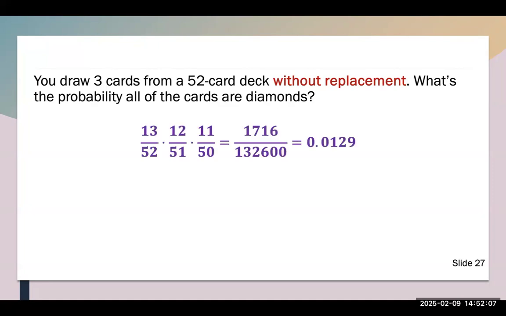Okay, first card, the probability that it is a diamonds is 13 out of 52. I take that diamonds card and put it off to the side. Now there are 12 diamonds in a 51 card deck. So the probability my second card is a diamonds is 12 out of 51. Put that card off to the side. Now I've taken 2 diamonds cards out. There are 11 left, and there are 50 cards left. So I multiply these 3 things together because I need a diamonds and a diamonds and a diamonds. And means multiplication. So this ends up being 0.0129.